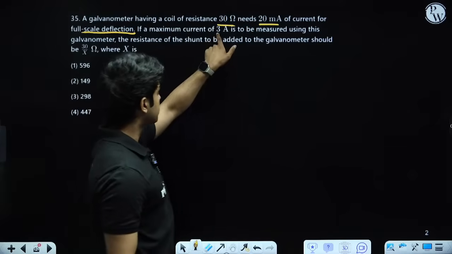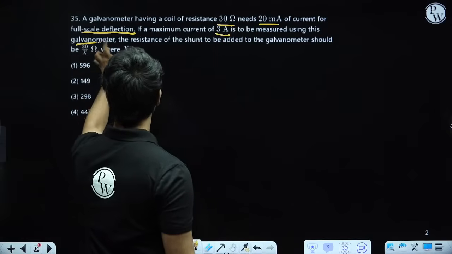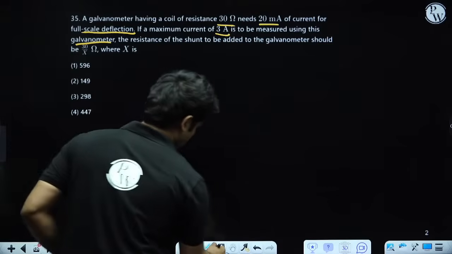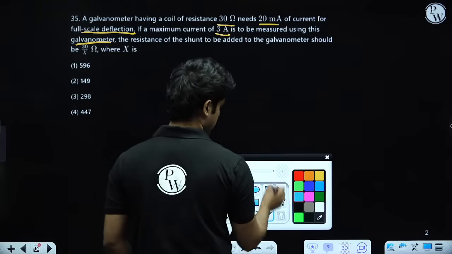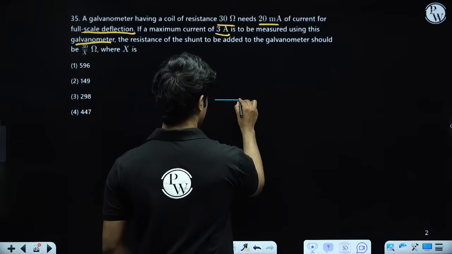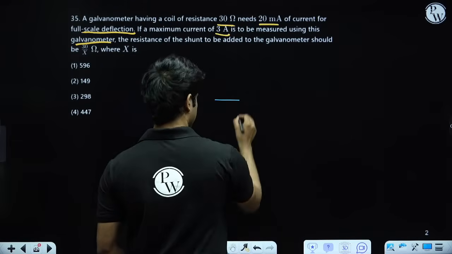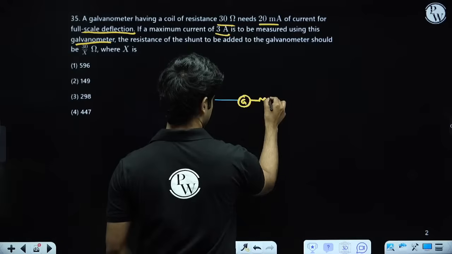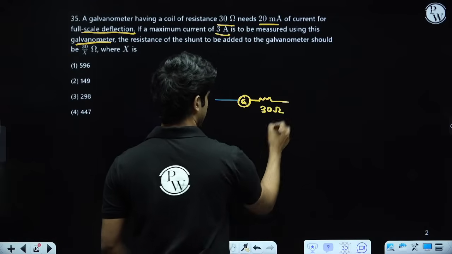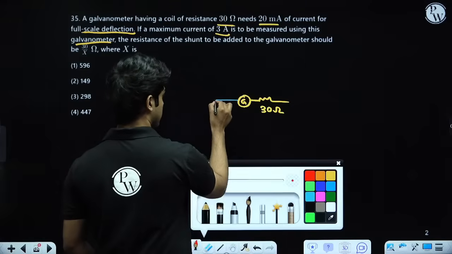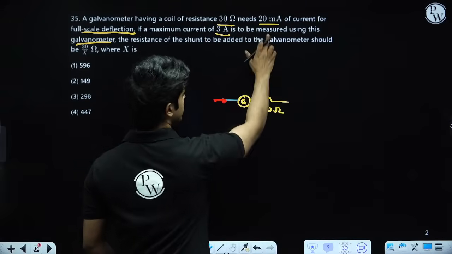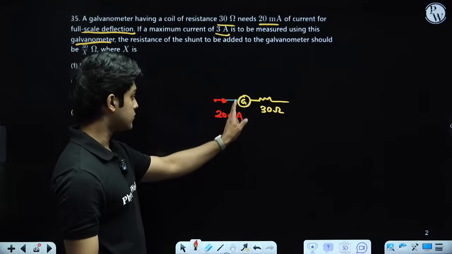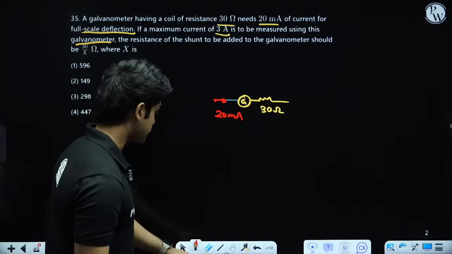If a maximum current of 3 amperes is to be measured using this galvanometer, then what is the resistance of the shunt to be added to the galvanometer? Of course, 3 ampere is a huge current, it cannot pass through the galvanometer coil. So if this is the galvanometer, it has a resistance of 30 ohm. The max value happens when a current of 20 milliamperes flows through this path. So when 20 milliamperes passes through the galvanometer, it shows max deflection value.